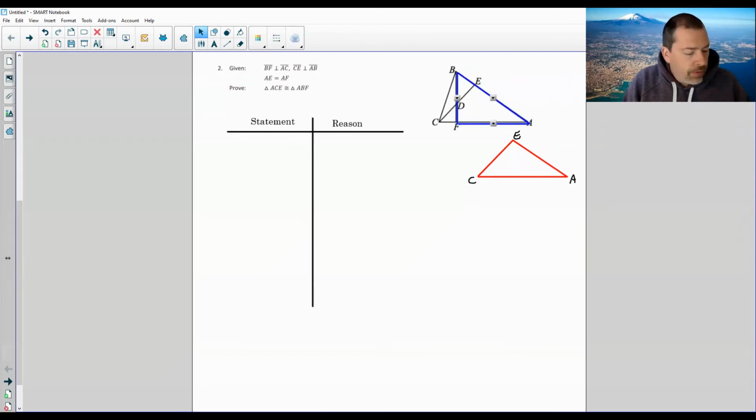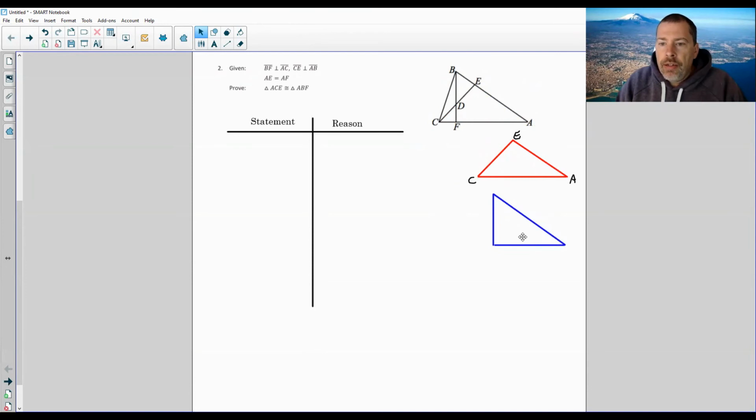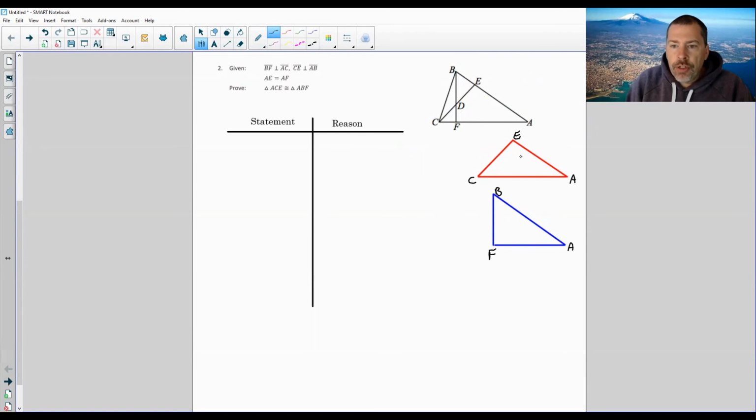Why does that keep exploding? Let's move this to here. And I'm going to label this triangle so we can keep track of what angle's what. So here's angle A right here. Here's angle F. And here's B. So we're trying to prove these two triangles are congruent. Given: side BF is perpendicular to AC and CE is perpendicular to AB.